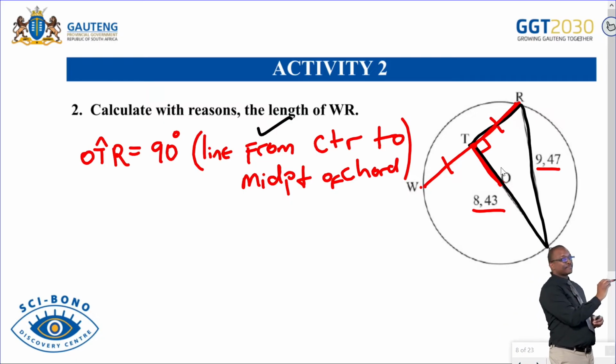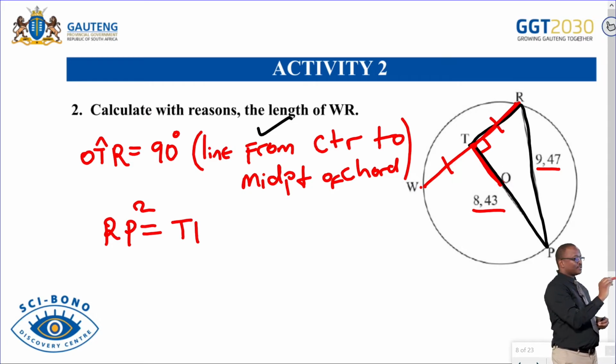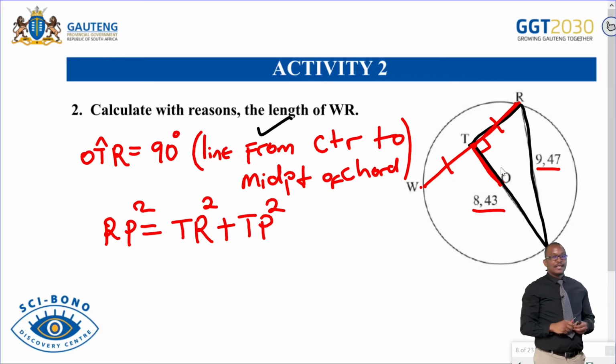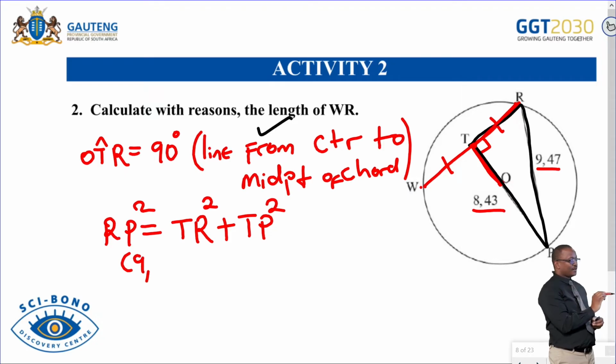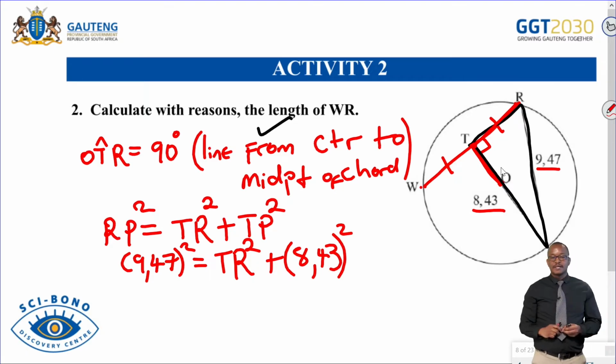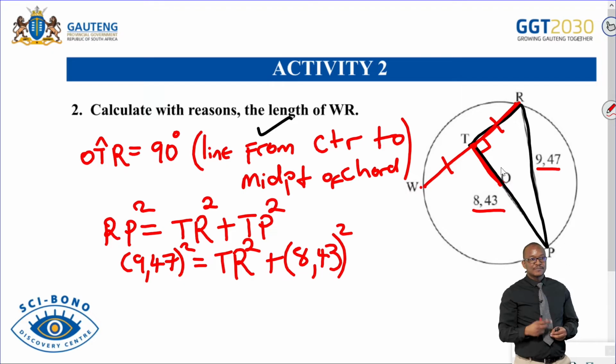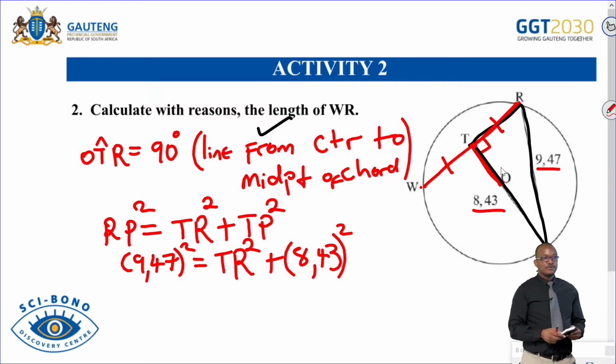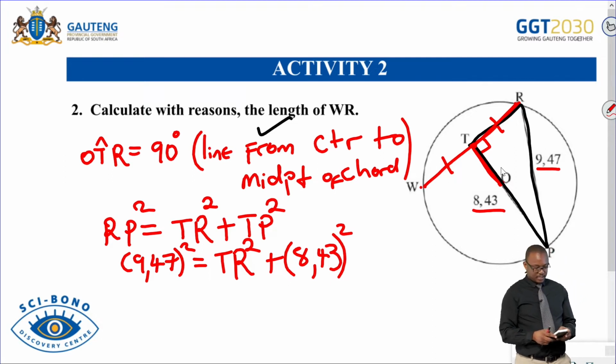Then we're going to say our hypotenuse, remember, is RP squared, which equals TR squared plus TP squared. Then when we substitute, our RP is 9,47 squared. Then we are looking for TR. We don't know what TR is. We are looking for it. But your TP, you know that is 8,43 squared. That's where you substitute. And remember, always when you substitute, you must substitute using brackets. From there, you will have to use your calculator.